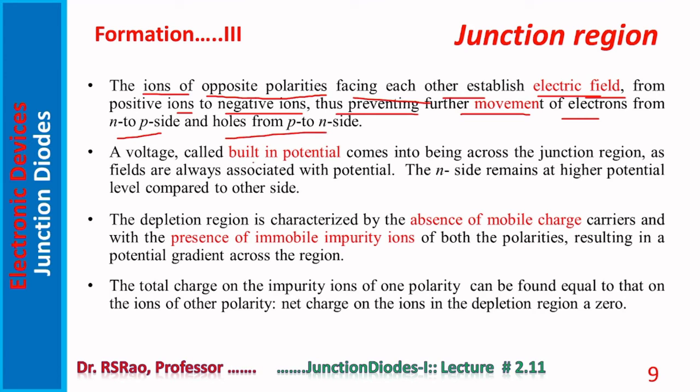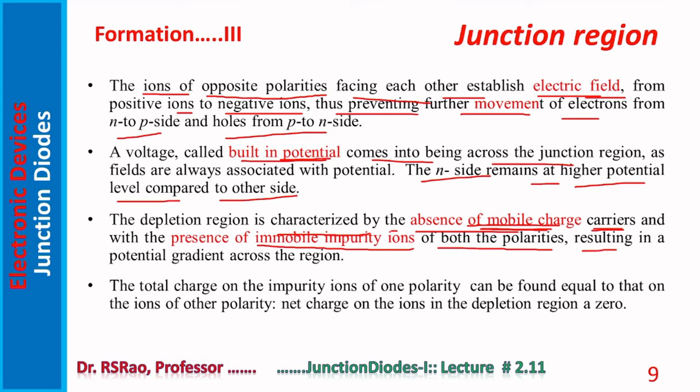A voltage called built-in potential comes into being across the junction region, as the fields are always associated with the potential. The N side remains at a higher potential level when compared to the other side. The depletion region, junction region, transition region, these are all different names for one area. It is characterized by the absence of mobile charge carriers and the presence of immobile impurity ions of both polarities, resulting in a potential gradient across the region.